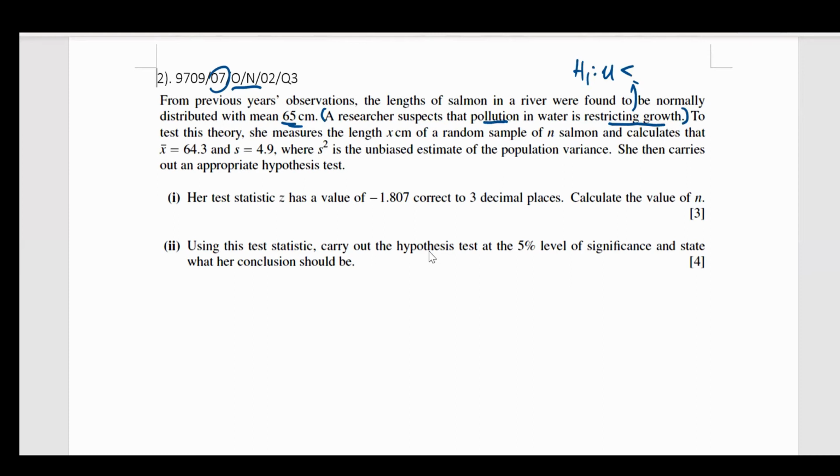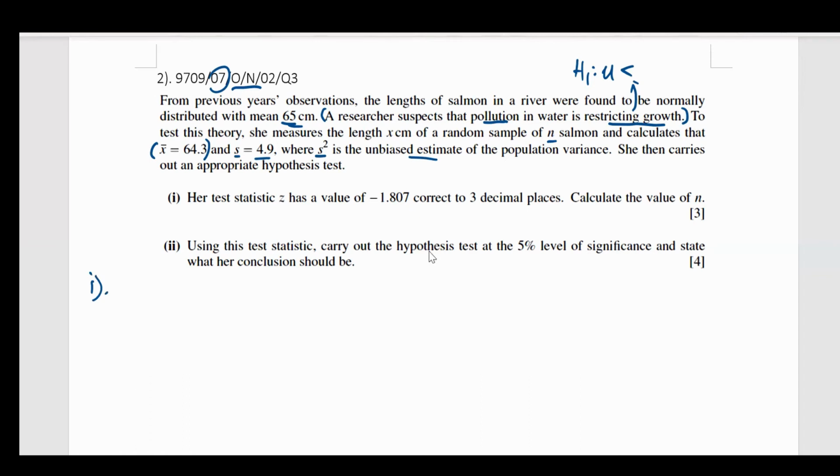Okay, less than. Now, to test this theory, she measures the length x cm of a random sample of n salmon and calculates that the sample mean is 64.3, and s equals 4.9, where s squared is the unbiased estimate of the population variance. Then she carries out an appropriate hypothesis test. Okay, now part 1.